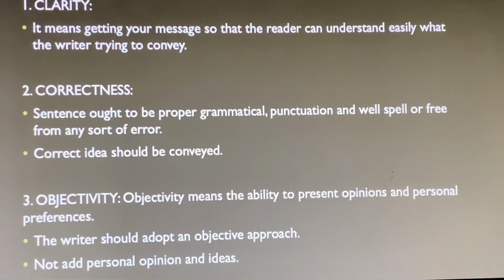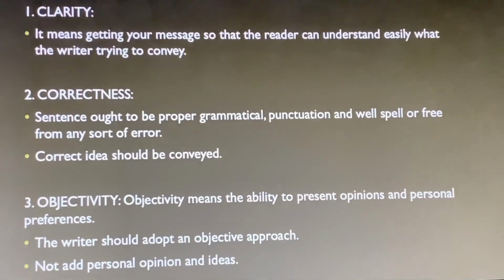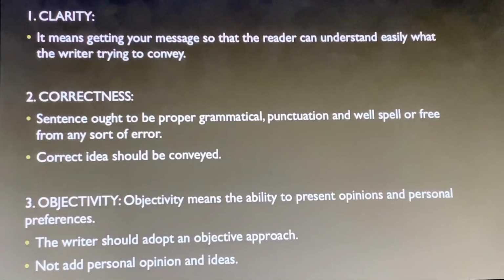These are the points I have discussed in detail. First is clarity. Clarity means getting your message across so that the reader can understand easily what the writer wants to convey. Correctness: sentences ought to be proper, grammatical, punctuated and well spelled, free from any sort of error. If you are not being grammatically correct, it will turn out to be a blunder. So the correct idea should be conveyed properly. Correctness involves two things: one, you have to have the correct idea, and second, correct grammatical structures.